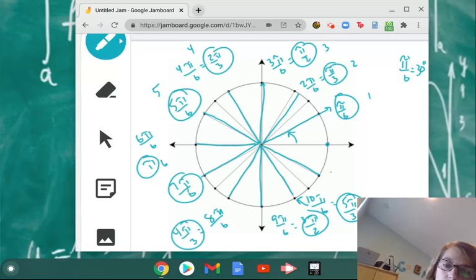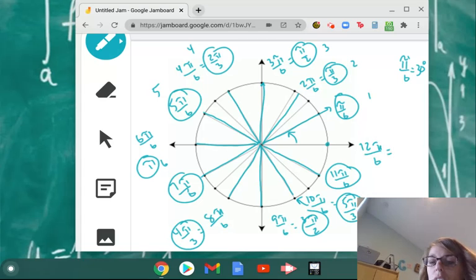So I was at 10. This is 11 pi sixths, which does not reduce. And then finally, this last one is going to be 12 pi sixths, which reduces to 2 pi.